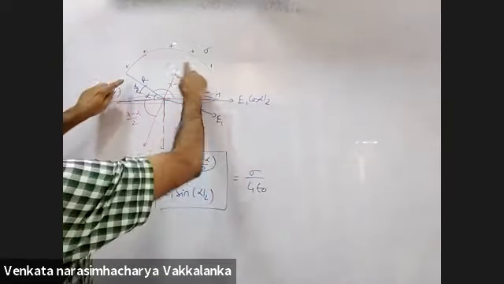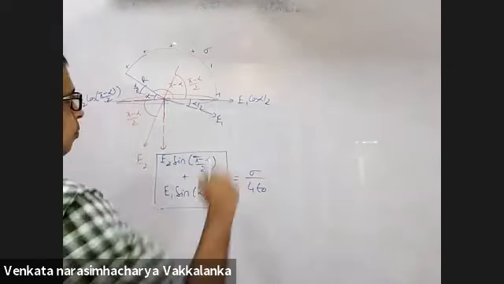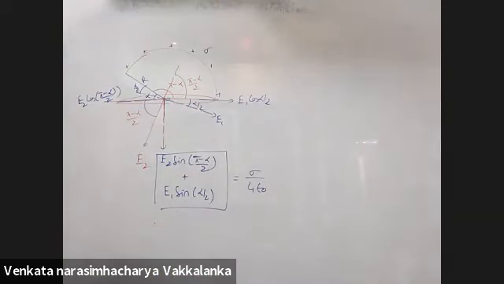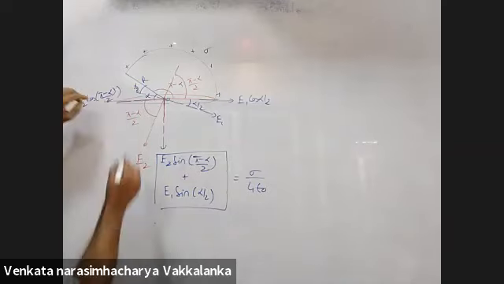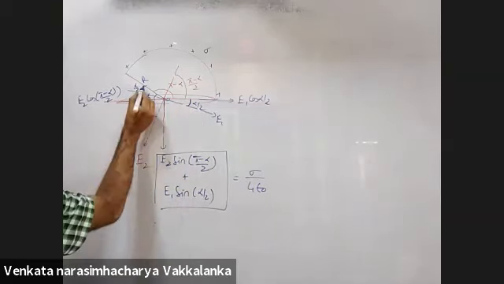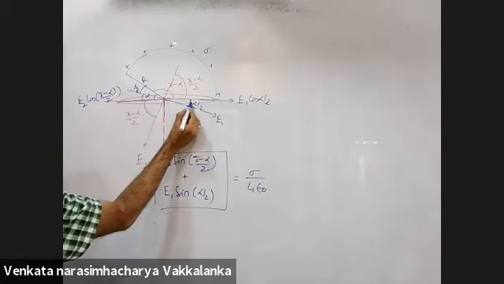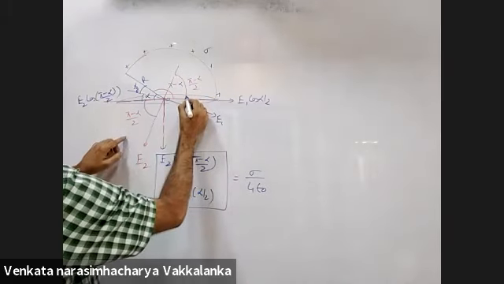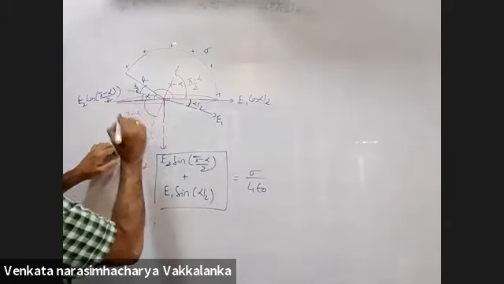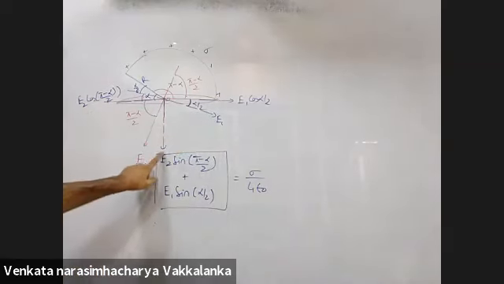Because I know if both the parts are taken into consideration, the field will be this way. The horizontal component should cancel out. Right? This is alpha by 2, this is alpha by 2. Just make sure that I've taken the right angles. Similarly, if this is pi minus alpha by 2, this will be pi minus alpha by 2. So E2 cos pi minus alpha by 2, E2 sin alpha by 2.